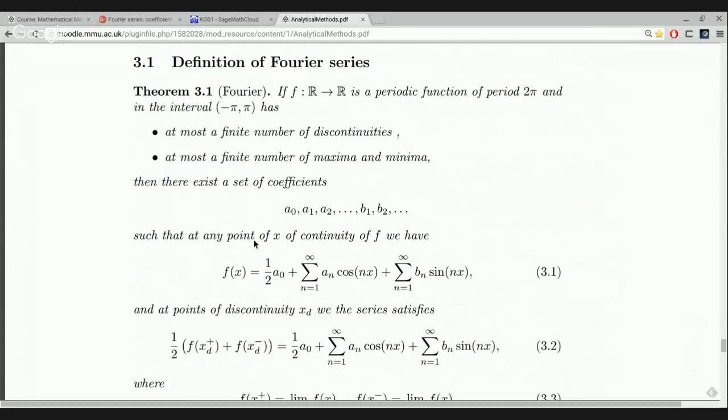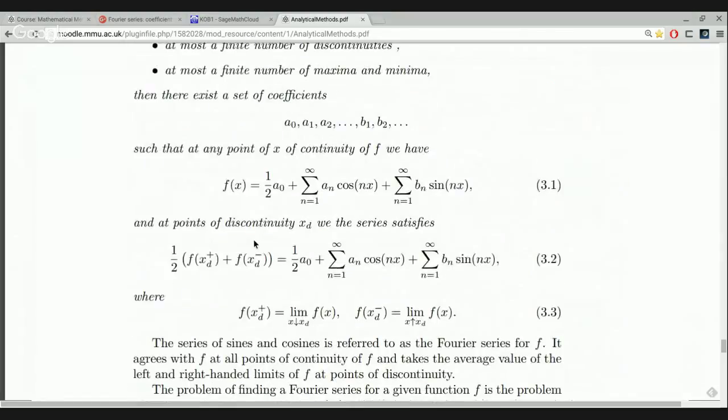This thing in equation 3.1 here is a Fourier series for a function f. It's a way of representing f as an infinite linear combination of basis functions. The basis functions are the constant function, so you've got some constant out in front, and then all these cosine functions, cosine nx, for each positive integer n equals 1, 2, 3, and so on, and all the sine functions, sine of nx.